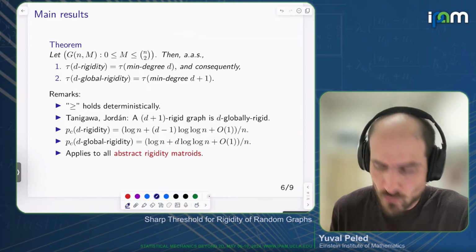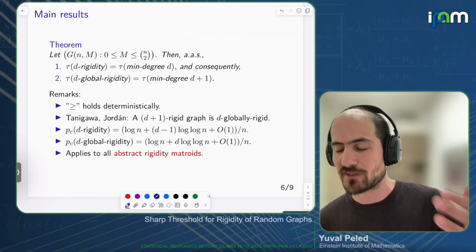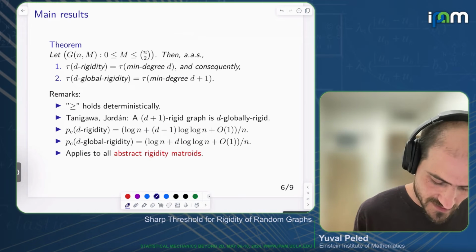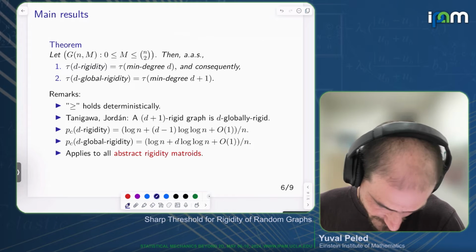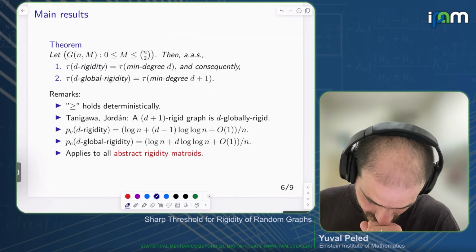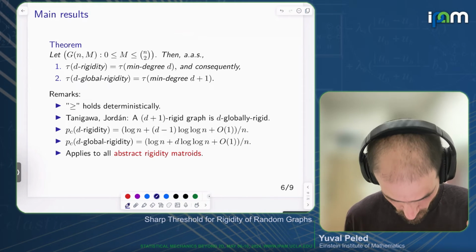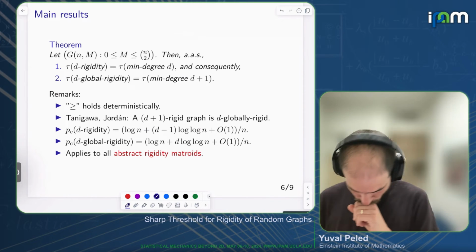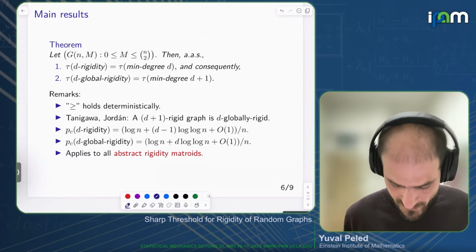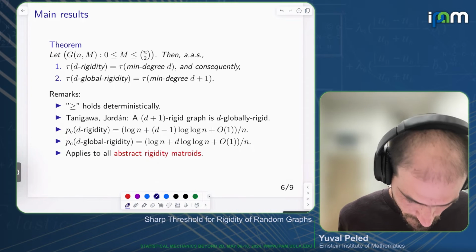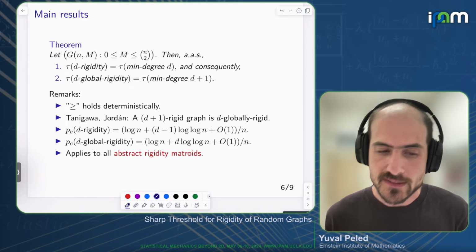Another remark, so 3 more remarks. First of all, we understand very well the degree sequence of a random graph. So of course, this stopping time result implies what the critical probability is for these properties. This is well known.